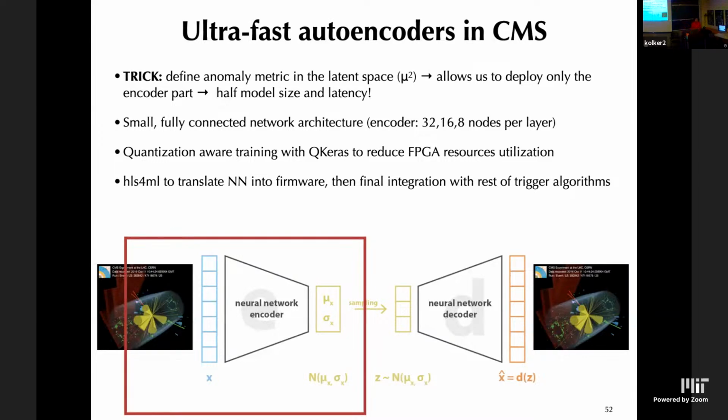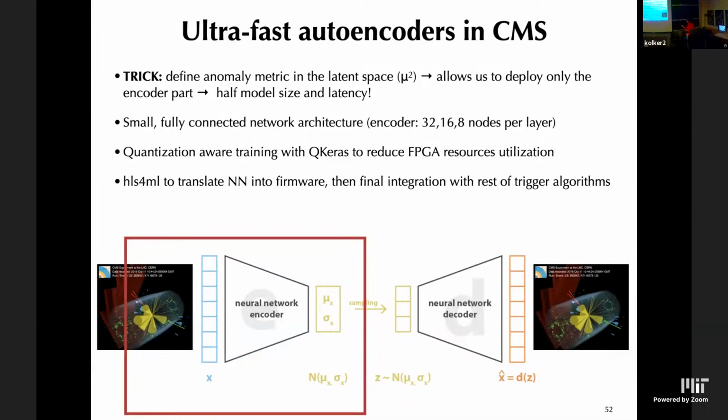So from a variational autoencoder, though, we perform a trick. We define the anomaly metric in the latent space. So we use the mu parameter, and we square it. We found that to work pretty well, and as good as using the KL loss or the KL loss plus the reconstruction loss, or some combinations of those.